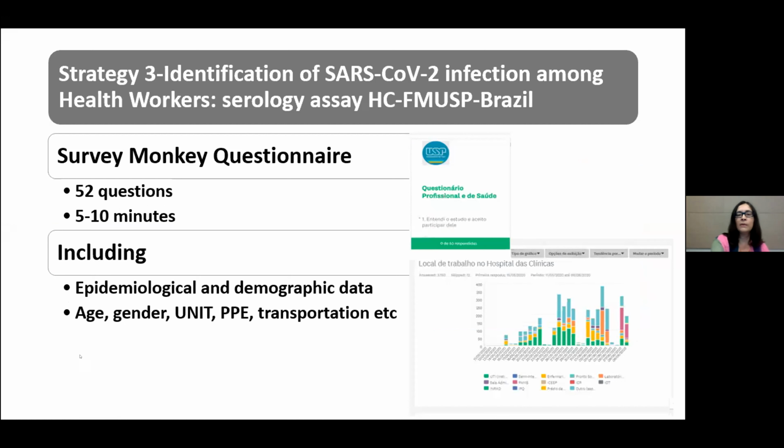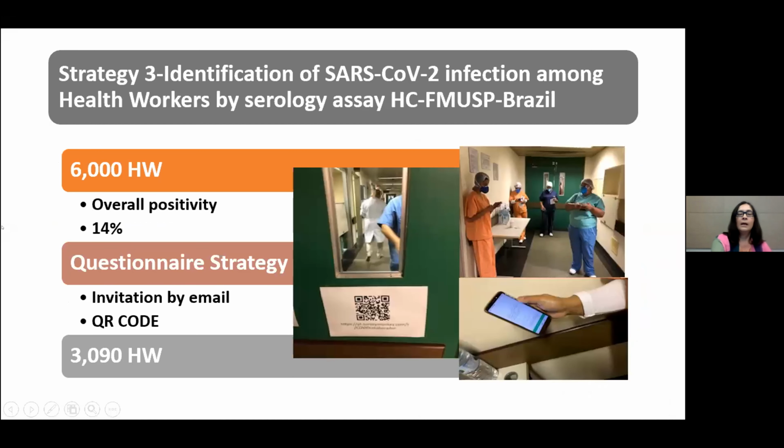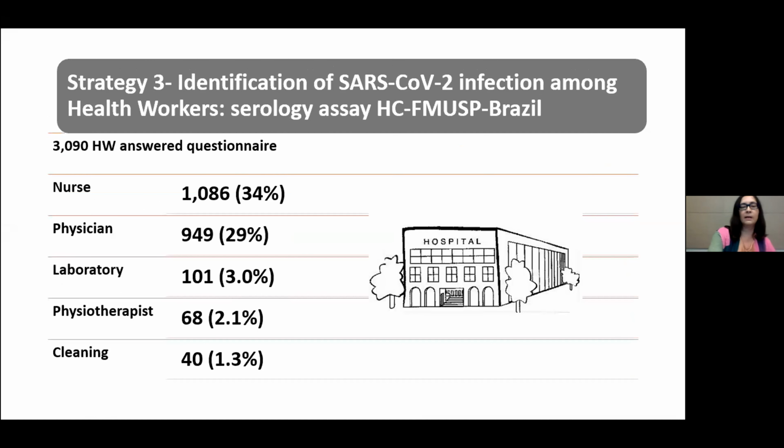And regarding the SurveyMonkey questionnaire, it has 52 questions, but it takes only 5 to 10 minutes to answer, and includes epidemiological and demographic data such as age and gender, PPE, and transport. 40% of our health workers tested positive using the serology. And we use different strategies to try to increase adhesion to the questionnaire, such as invitation by email, quick response polls, and up to now, 3,000 healthcare workers answered the questionnaire.